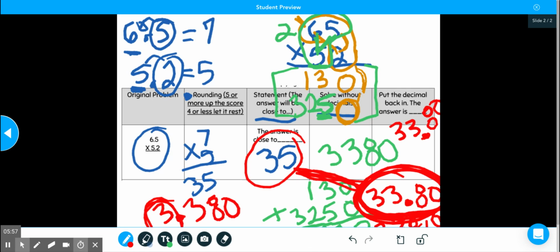This is how to figure out multiplication with decimals using rounding. Excellent job, you guys. You got one problem left. Then you're going to put it on the answer slide on the next slide. You're going to do so great. All right. Good job.